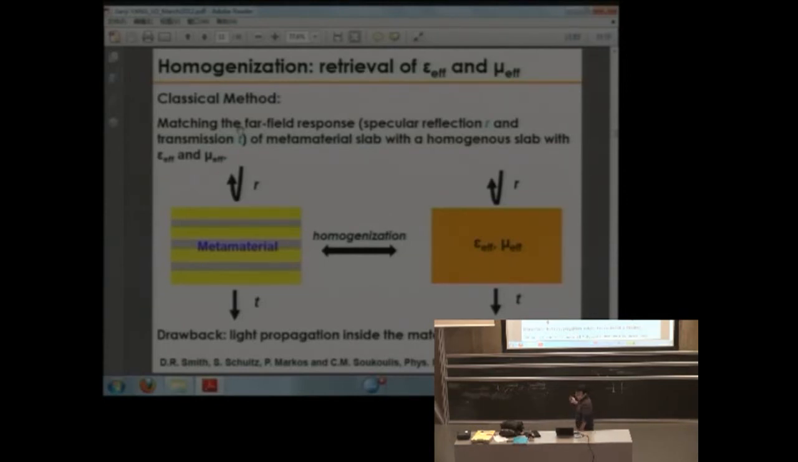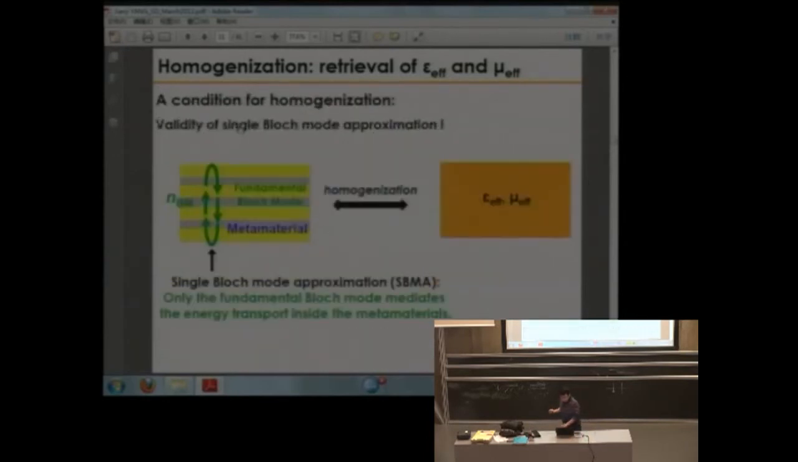which means that the light propagation inside the material is missing. This drawback actually overlooks a very crucial condition for homogenization, which is the validity of the single block mode approximation. This approximation assumes that inside the metamaterial, only the fundamental block mode mediates the energy transport. In other words, if more than one mode mediates energy transport, the metamaterial cannot be homogenized.